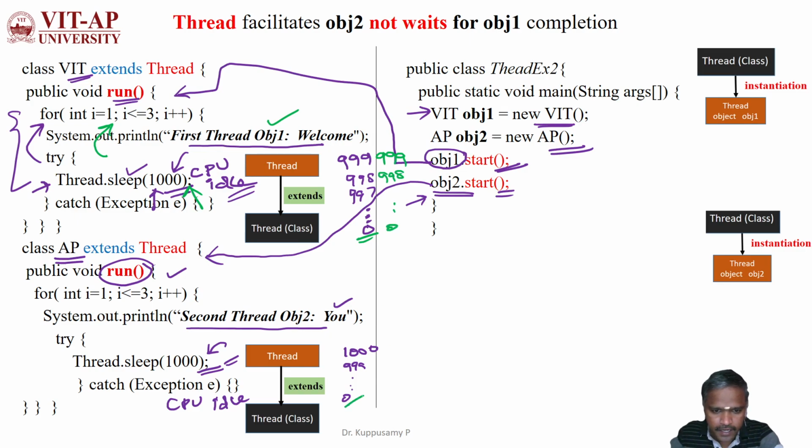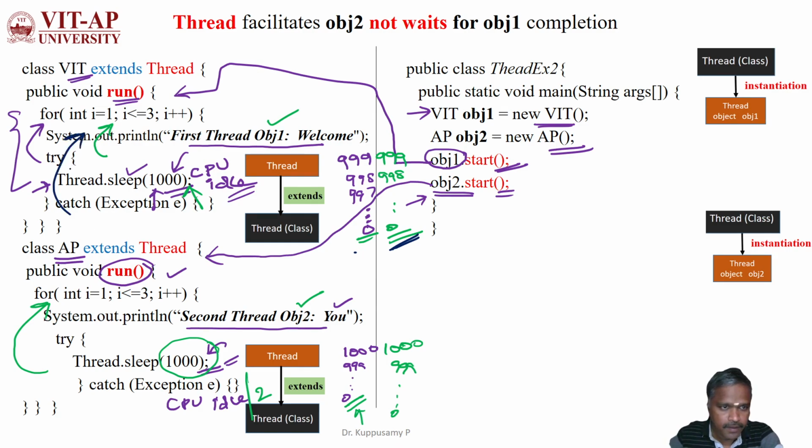Meanwhile, obj2 reached 0, so the CPU will be allocated for the second time for this process. The second iteration will be carried out, displaying the u. Then again it introduces 1000 milliseconds, then 999, so like that it will come until 0. Meanwhile, for the second iteration, obj1 reaches 0, so again the third iteration will run.